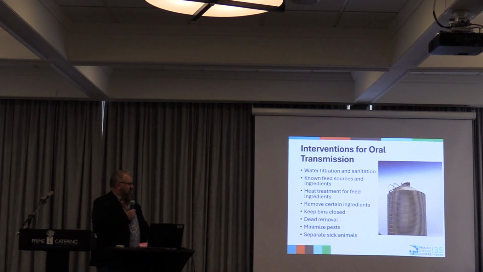Separating sick animals, that's another way. If you have an animal, for example, with brachyspira, and they are having dysentery or bloody diarrhea in a pen, pulling that animal out of the pen and not having that animal spread bloody diarrhea around that pen and having the other pigs come and be exposed to it is one way to help minimize or control some of these transmissions.